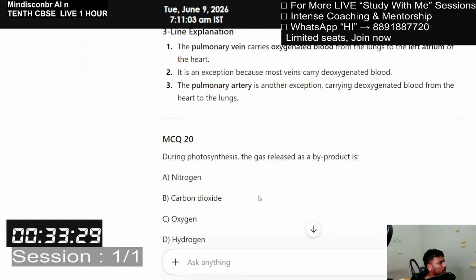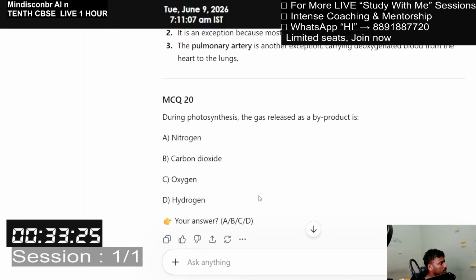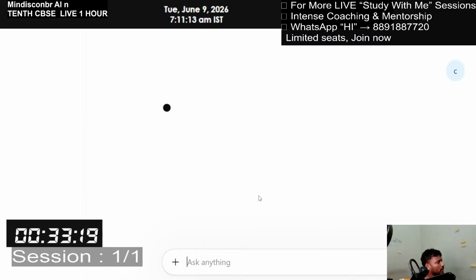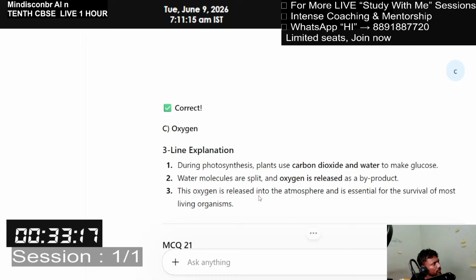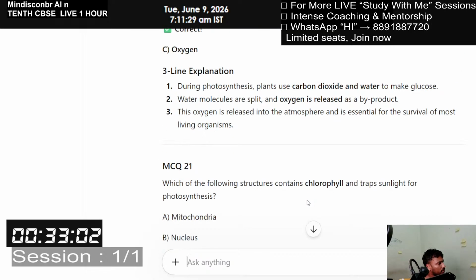During photosynthesis, the gas released as a byproduct is oxygen. During photosynthesis, plants use carbon dioxide and water to make glucose. Water molecules are split and oxygen is released as a byproduct. This oxygen is released into the atmosphere and is essential for the survival of most living organisms.